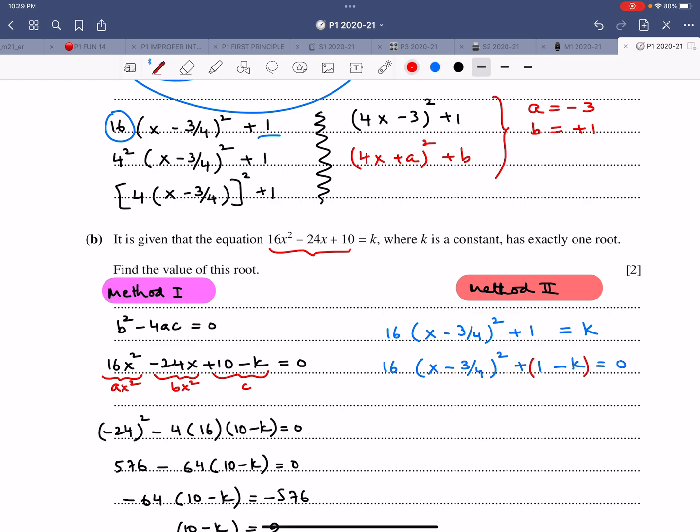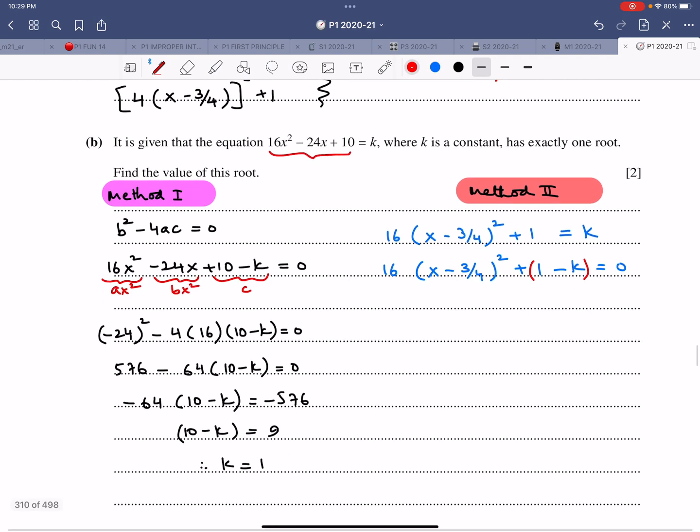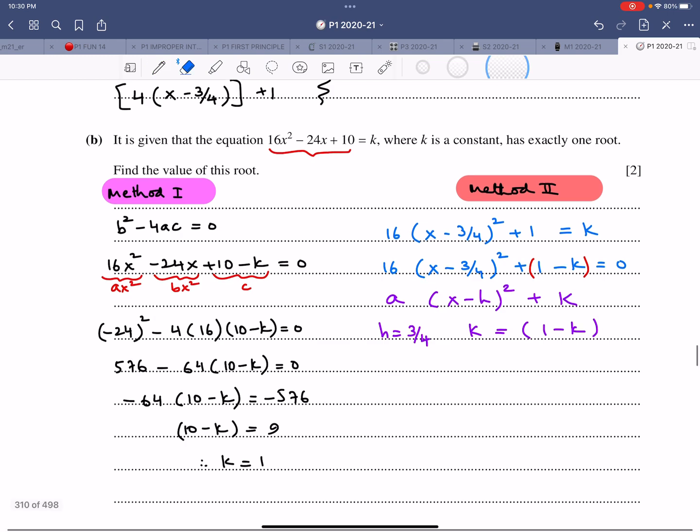If I compare it with a x minus h whole square plus a big K, h is the x coordinate of the turning point, and this K is whatever is in the red bracket, which is 1 minus k. The two k's are different. That's the symbol that we use. So just to avoid any confusion, let me label this as q. So this is q and this is q.